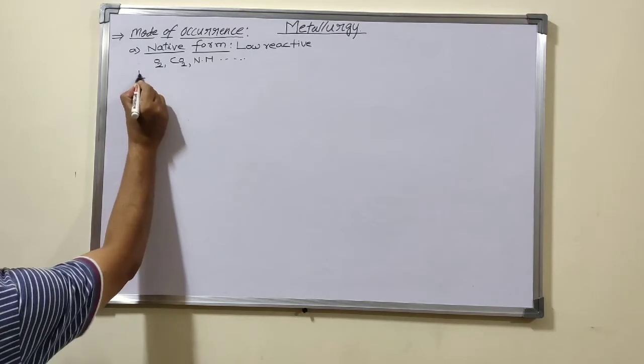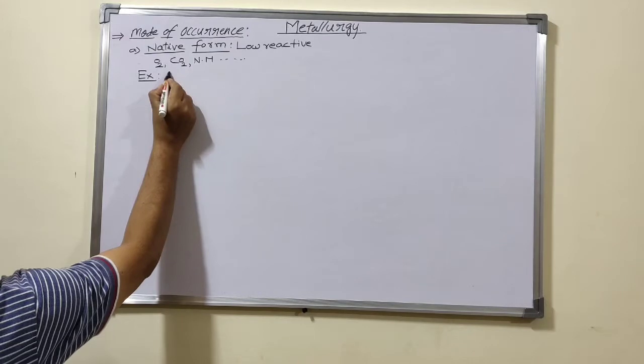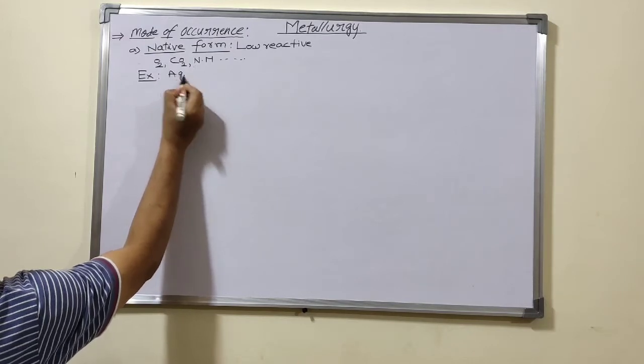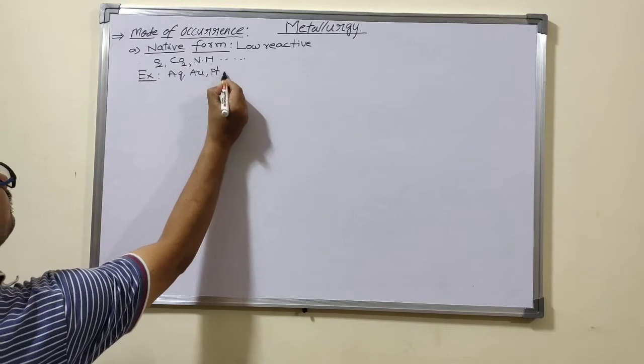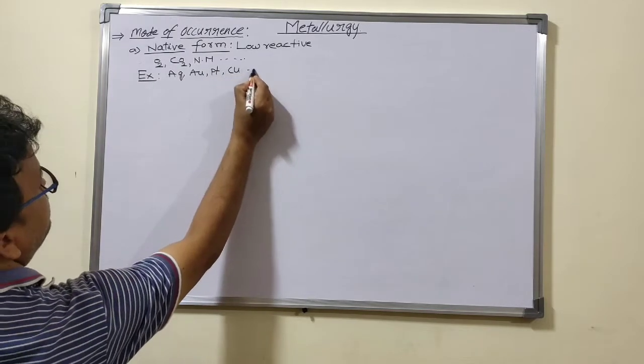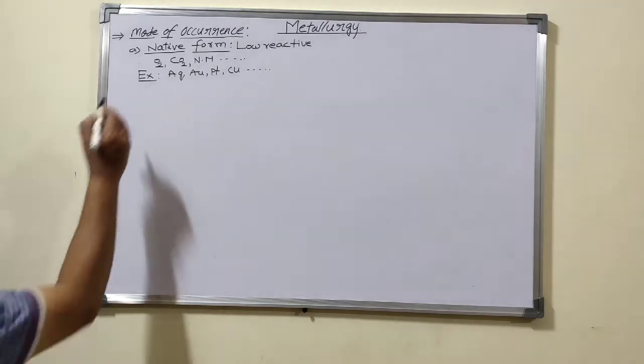For example, elements like silver, gold, platinum, copper, these all are in native form. The reactivity of these elements is very low and they are not affected by oxygen, carbon dioxide, non-metals and moisture also.